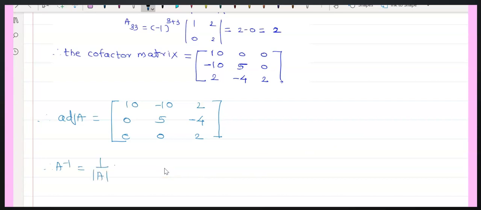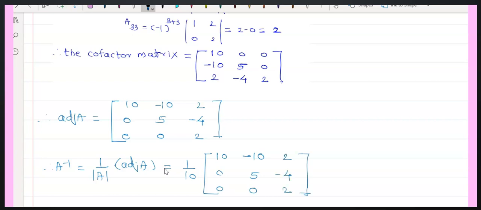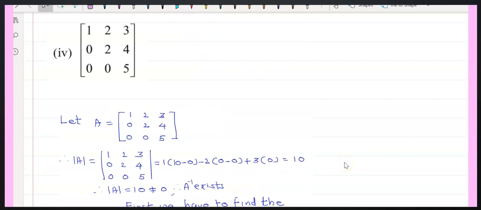A inverse is equal to 1 upon determinant of A into adjoint of A. 1 upon 10, times 10, 0, 0, minus 10, 5, 0, 2, minus 4, 2. And this is the A inverse.